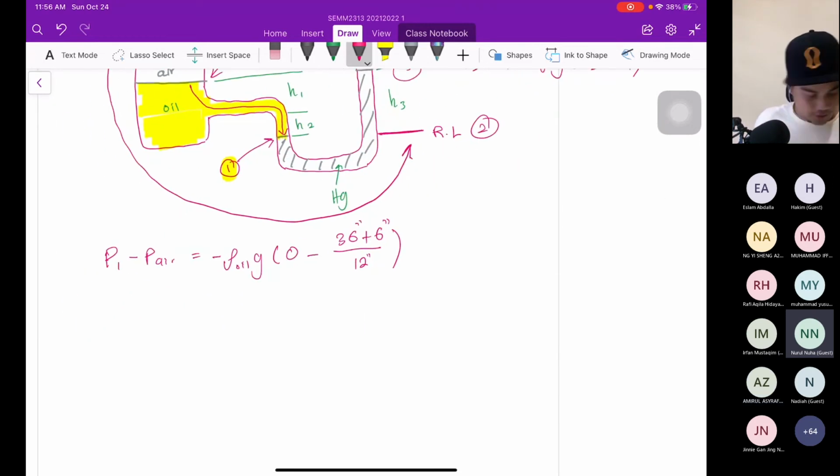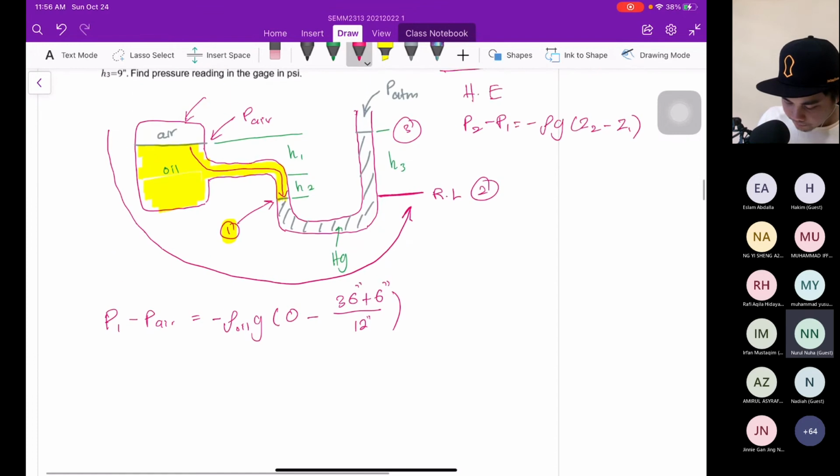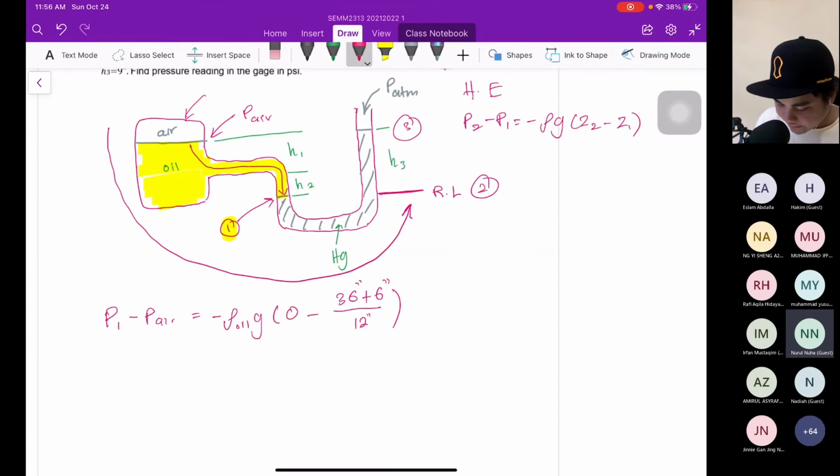Okay, doktor. So after point air to 1, you can see 1 and 2 are the same. So we jump from 1 to point 2, because the pressure at 1 is the same as at 2. We can jump. So from 2 go to 3. P3 minus P2 equal to negative rho. What do you think of rho? Rho of mercury.